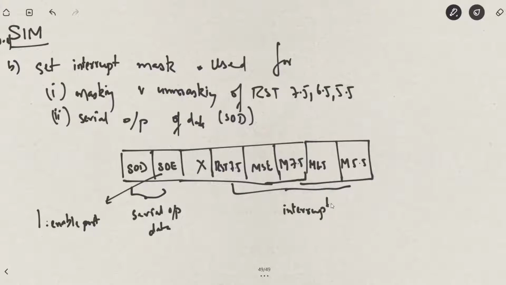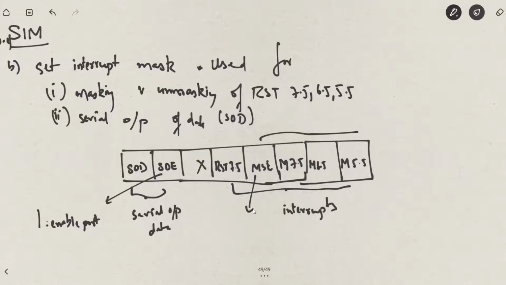So for this SIM, before transferring the data to SIM, we need to load the accumulator with the data byte, and from the accumulator it goes into the SIM register. This register will have 8 bits, and all of them have certain work to do. The first two most significant bits are used for serial operation. The last 5 bits are used for interrupts. And if MSE is 0, that means all of these are ignored.